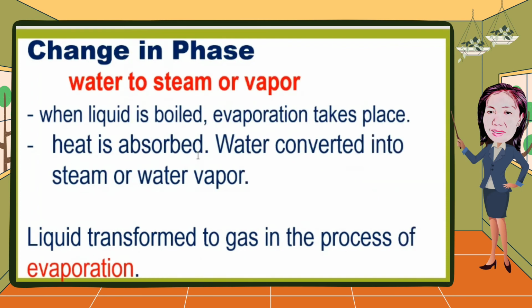Another phase change. For example, water turns into steam or vapor or water vapor. So when liquid is boiled, for example, evaporation takes place. The heat now is absorbed, so water is converted into steam or water vapor. So the liquid is now transformed into gas in the process of evaporation. So the process is what we call evaporation.